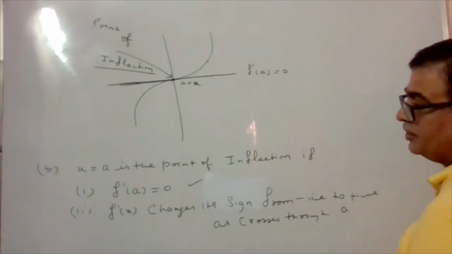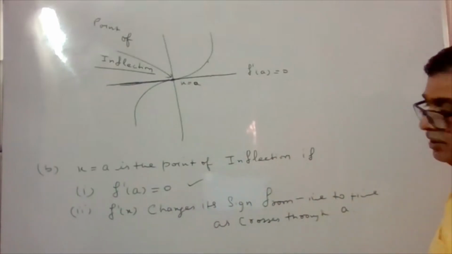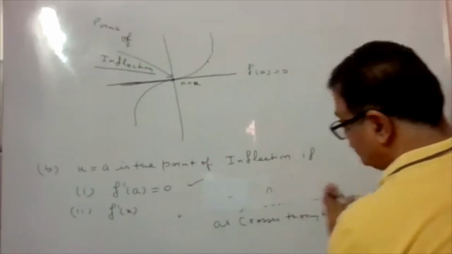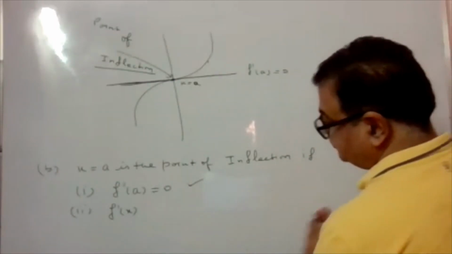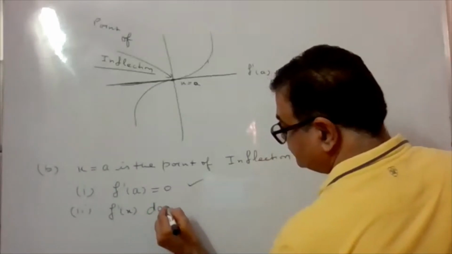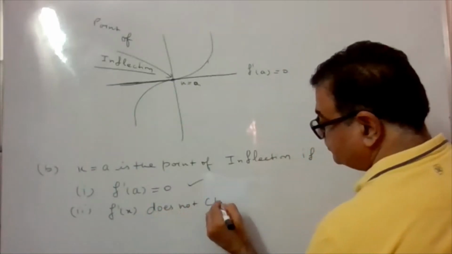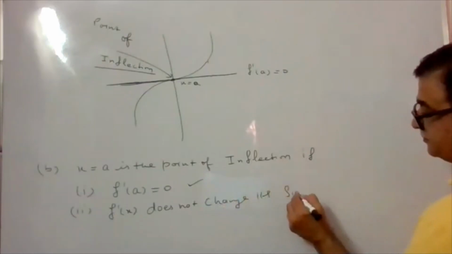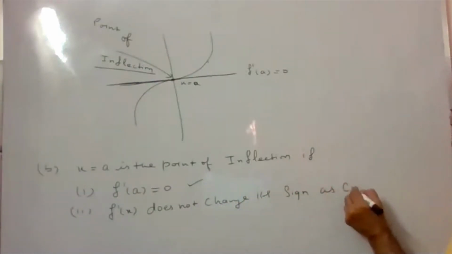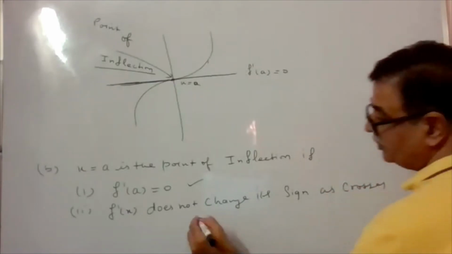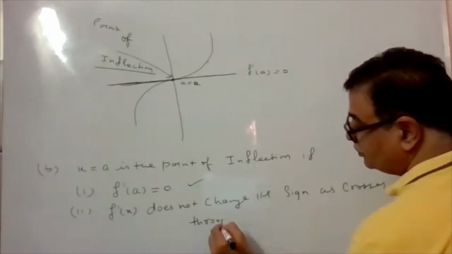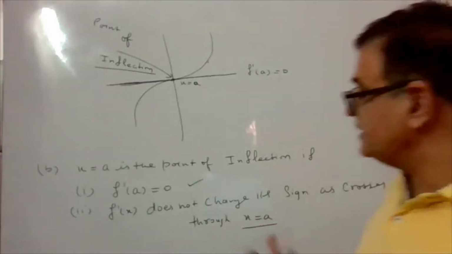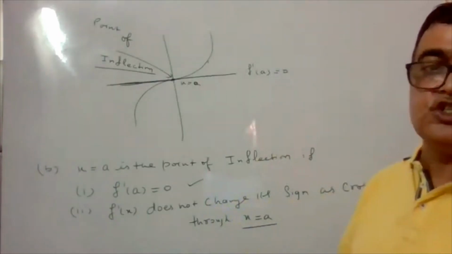If the condition is f dash a is 0, and here we will say f dash x does not change its sign as it crosses through x is equal to a. When you cross through x is equal to a, it will not change its sign.